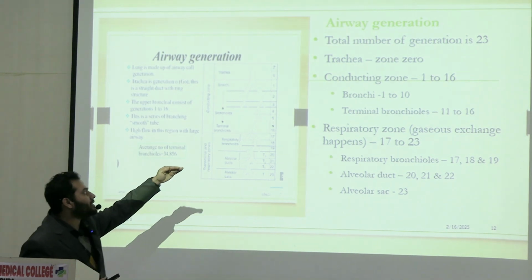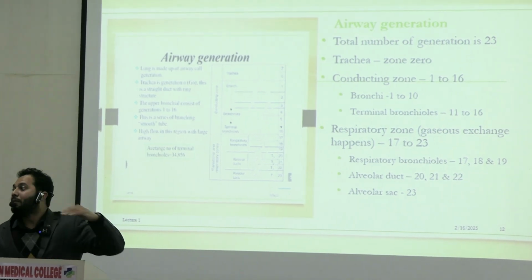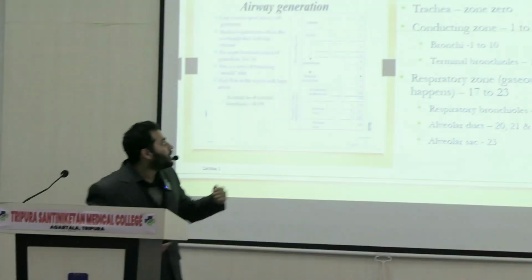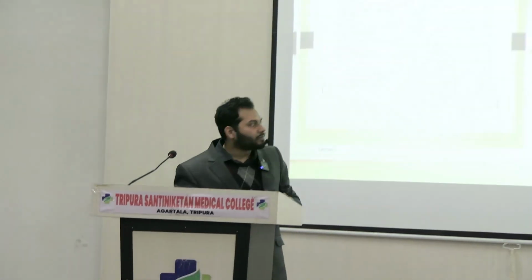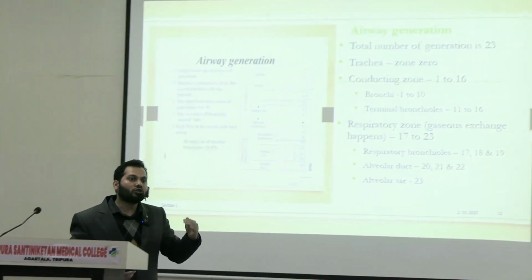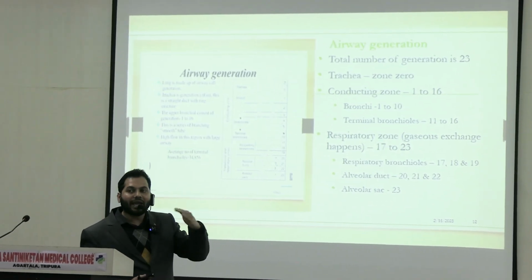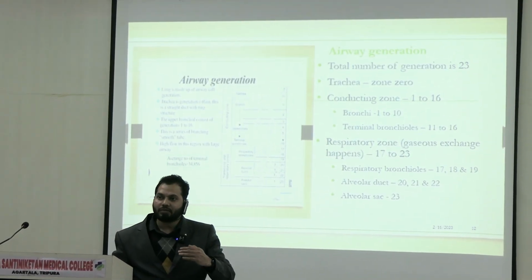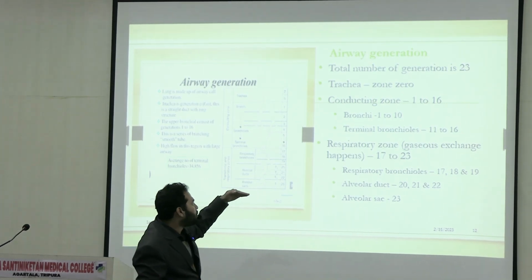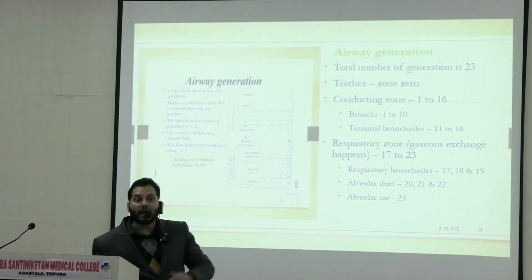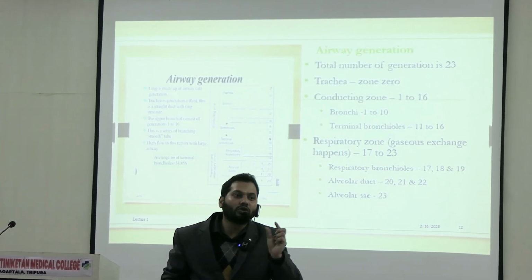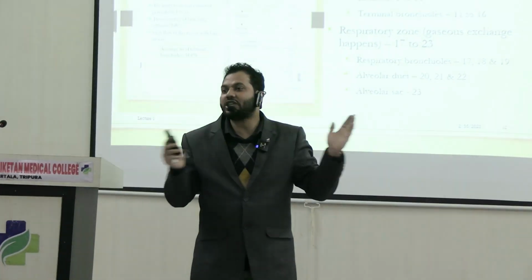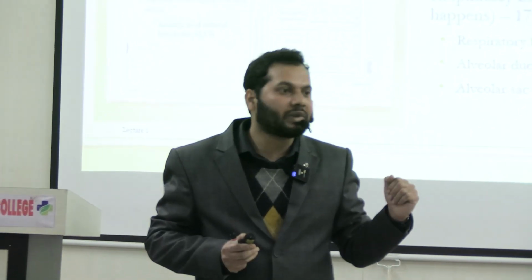So the initial generations are the bronchi, and the maximum number of generations in bronchi is generation 1 to generation 10. After that, the terminal bronchioles start with generation number 11 and end with generation number 16. Up to this terminal bronchioles, or up to generation number 16, it mainly involves the conduction of air. No gaseous exchange takes place up to generation number 16.